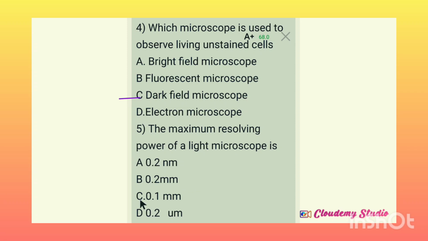Next MCQ: the maximum resolving power of a light microscope is A option 0.2 nanometer, B 0.2 millimeter, C 0.1 millimeter, and D 0.2 micrometer. The answer is D. We know that resolving power is the ability of the microscope to show two near objects distinctly separate, and the resolving power of the light microscope is limited. It is only 0.2 micrometer.